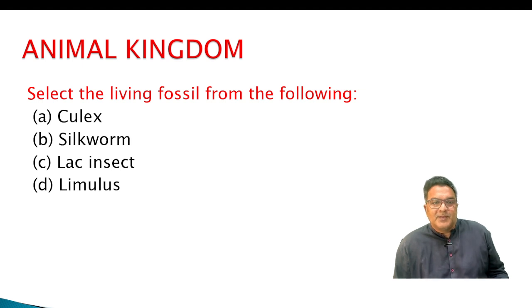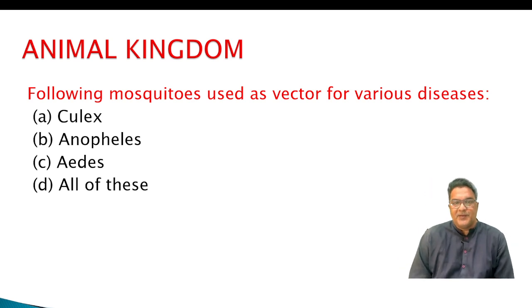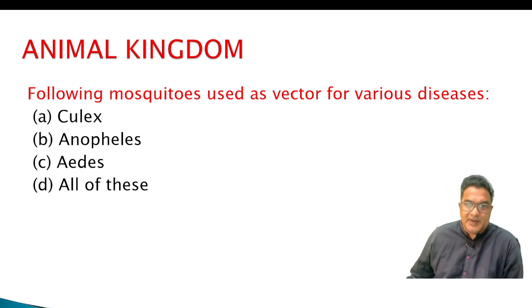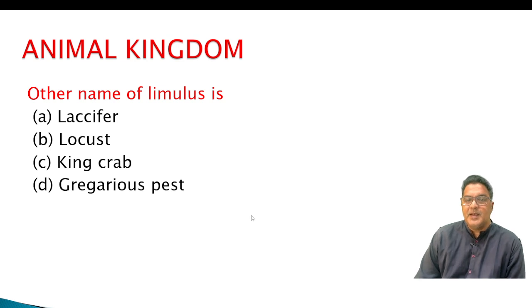Select the living fossil from the following: Culex, silkworm, lac insect, Limulus. Living fossil, Limulus, king crab. Which mosquitoes are used as vectors for various diseases? Culex, Culex pipiens, Culex fatigans, vector for Wuchereria bancrofti, the filaria disease. Anopheles, well known, spreads malaria. Aedes, also well known, spreads dengue. So all of these. Another name of Limulus is king crab.